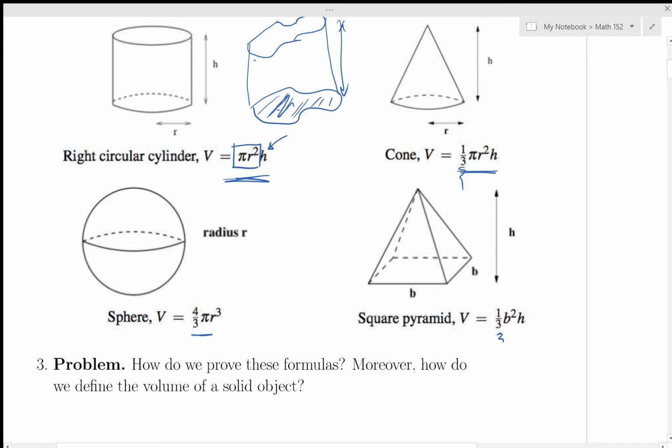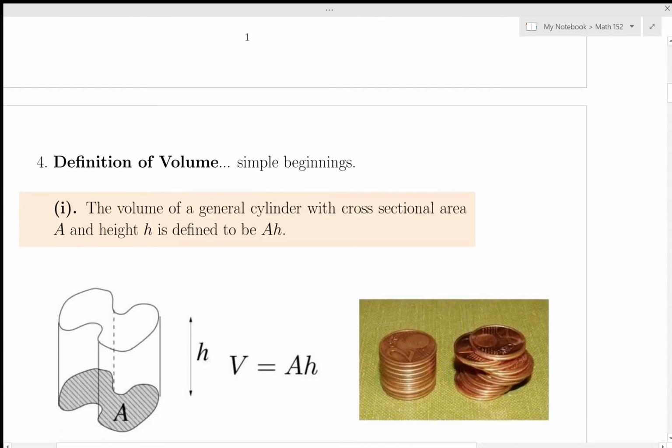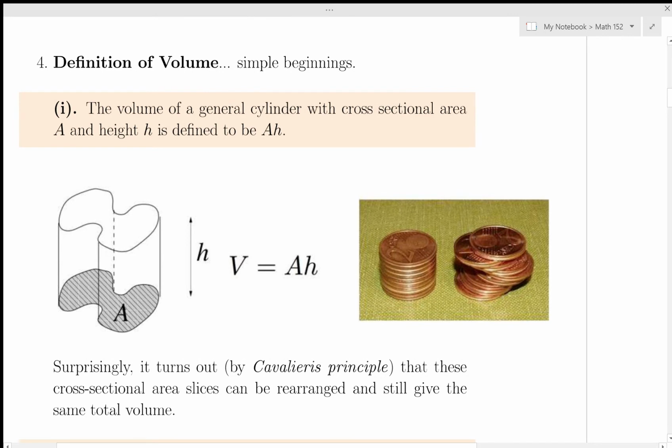So how do we prove these formulas, or how do we come up with them? And in fact, how exactly are we going to be defining a volume? So let's take a look at that and then see how we're going to go about doing this. So there is the volume of a general cylinder with cross-sectional area A. There is a cylinder, and then we've got this cross-sectional area A.